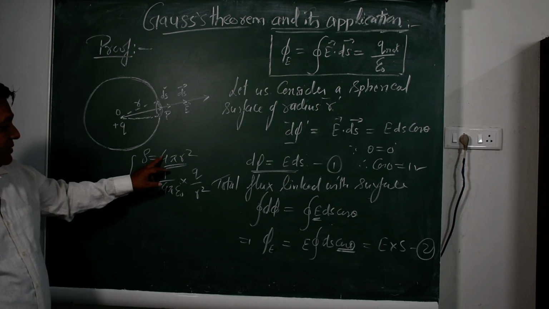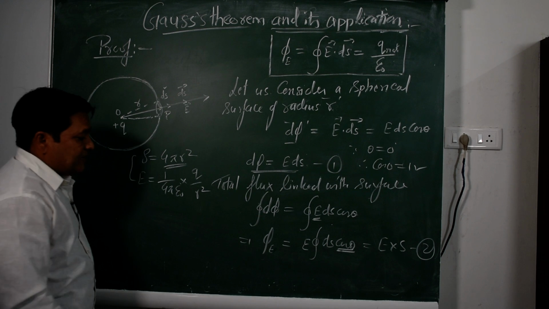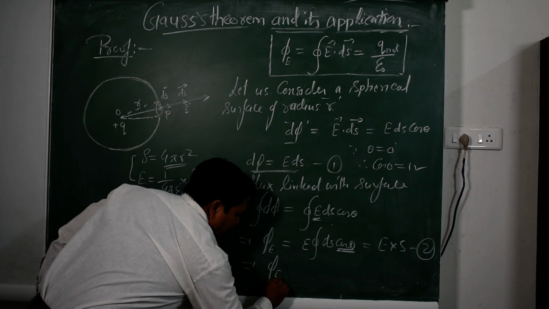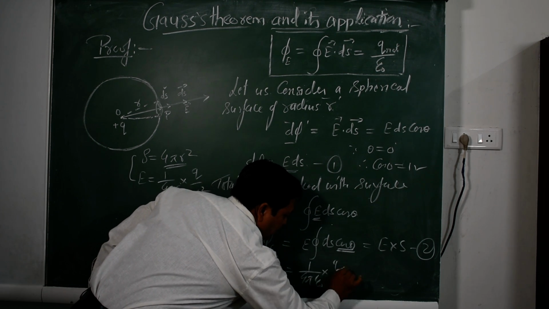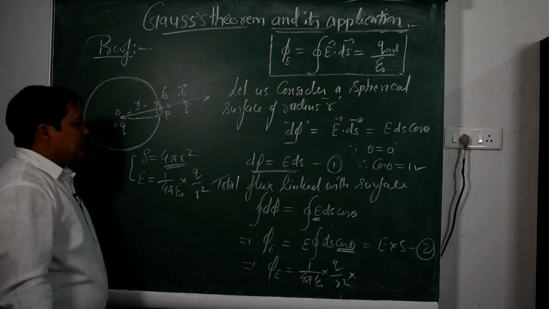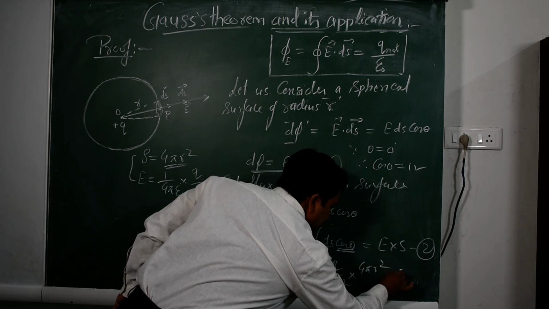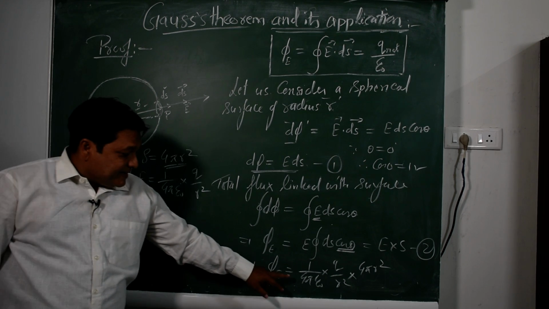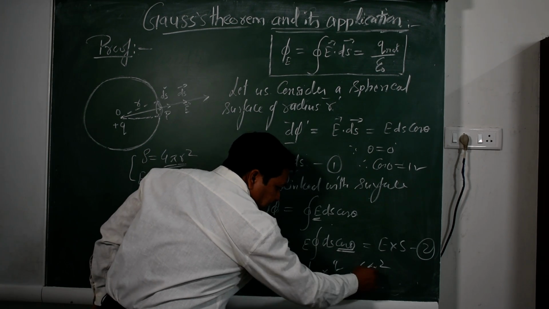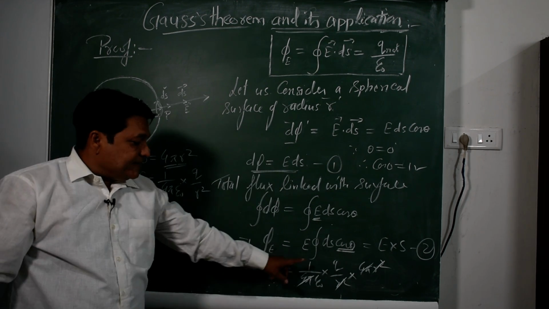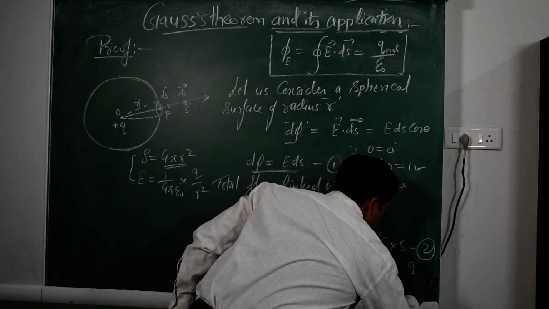When we place both values in equation number 2, we can get the total flux linked with the surface here. So on putting this value, let us see now. Phi of E is equal to how much? Value of E is 1 by 4 pi epsilon naught into Q upon r square, into the value of S. Surface area is 4 pi r square. We place its value 4 pi r square. Now you see here, 4 pi is cancelled by 4 pi, r square is cancelled by r square. What is left here? Q is in the numerator and epsilon naught is in the denominator. So the total value left out here is Q upon epsilon naught.